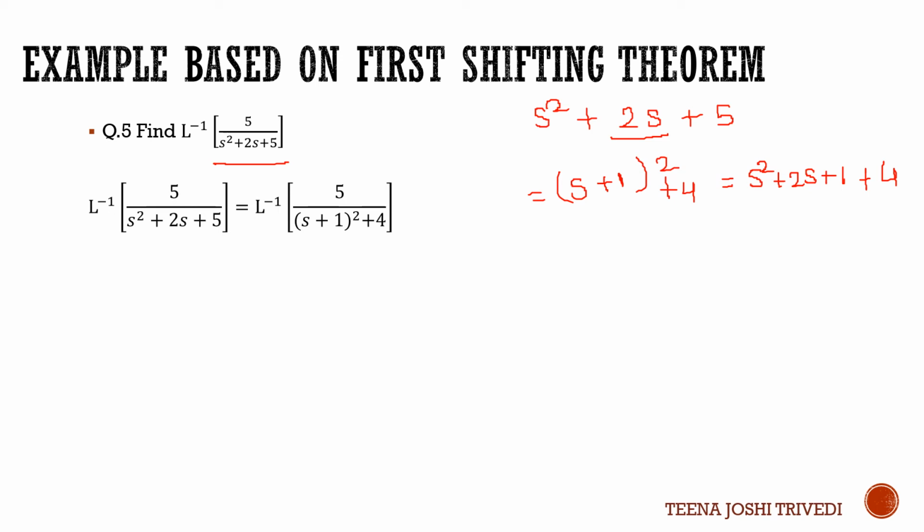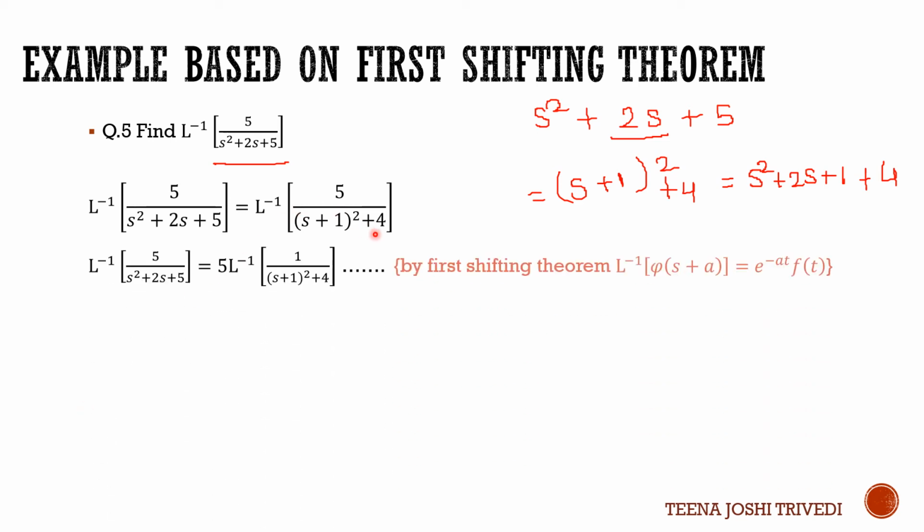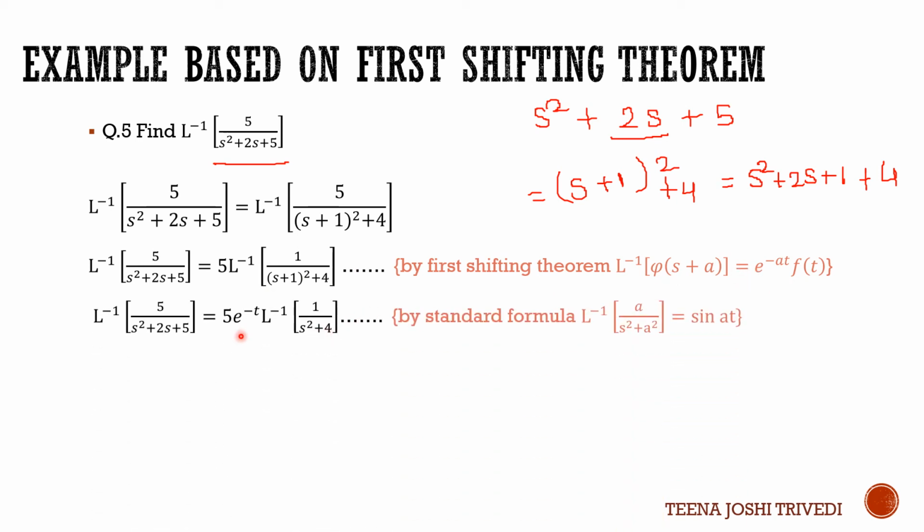5 divided by (s plus 1) whole square plus 4, and by using the first shifting theorem, we can apply it in this part. Phi of s plus a will become e raised to power minus at times a function of t. So here we have s plus 1 whole square, so e raised to power minus t, and the Laplace inverse of this part.